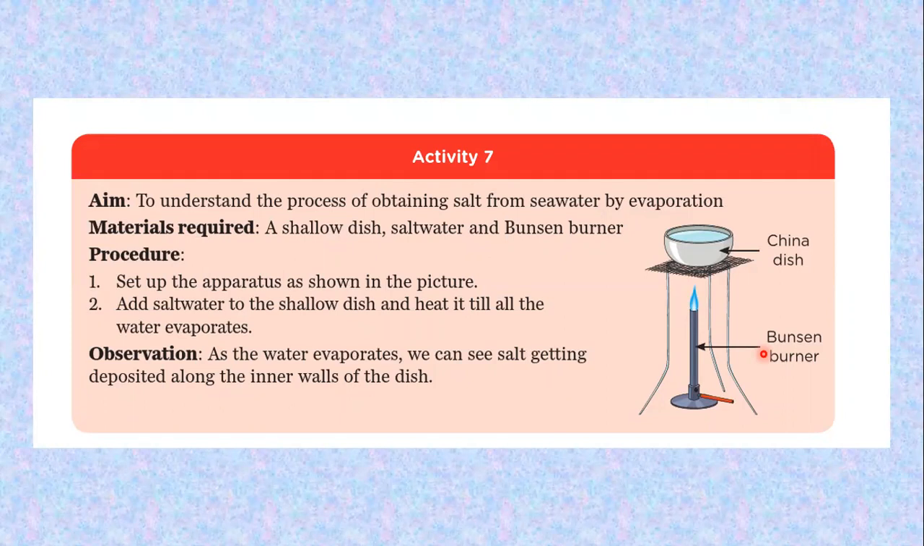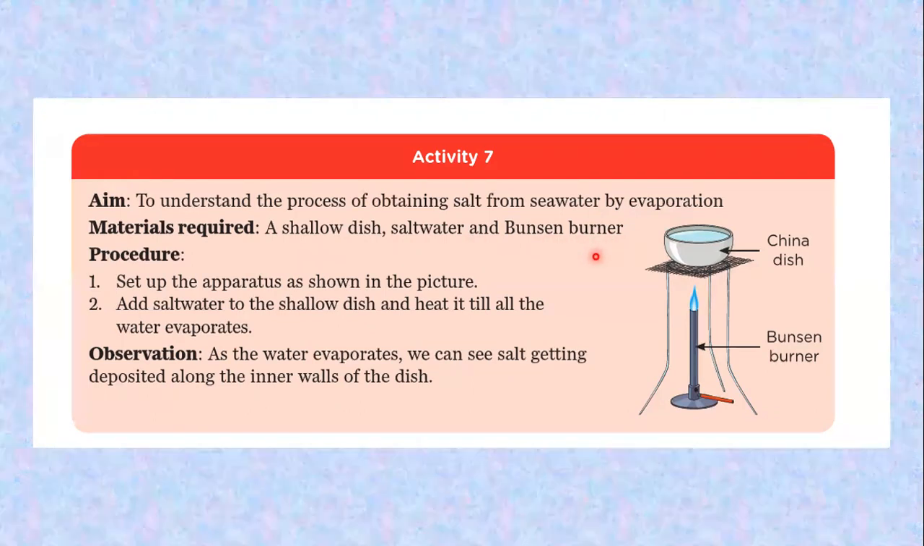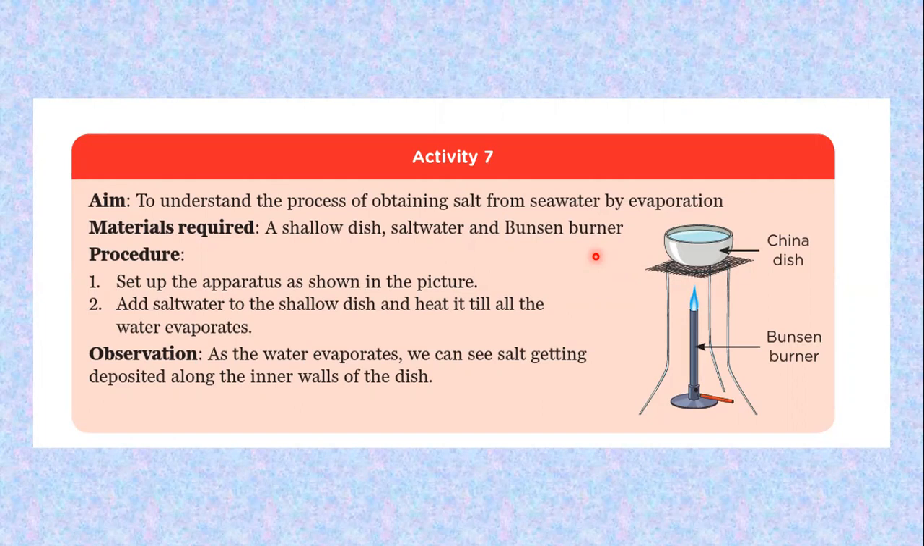Activity 7. Aim: to understand the process of obtaining salt from seawater by evaporation. Materials required: a shallow dish, salt water, and a Bunsen burner. You obviously will not have a Bunsen burner at home. You can try this on the gas stove in your kitchen also. I'll also be sending you videos of practical demonstrations again like last time, and there you will see that you can actually do it on the gas stove. The demonstration I'm sending you has been done on a gas stove.